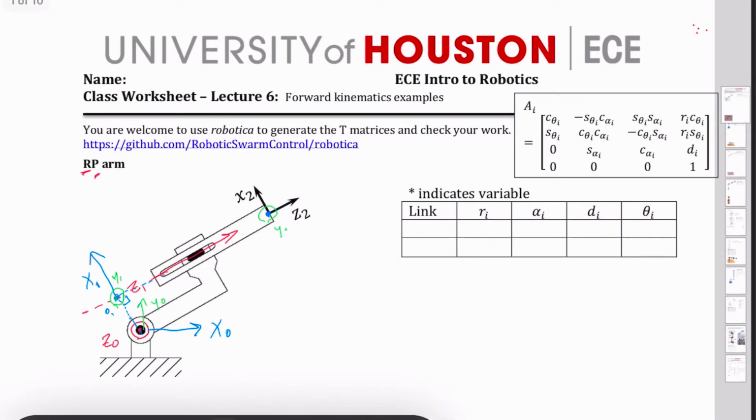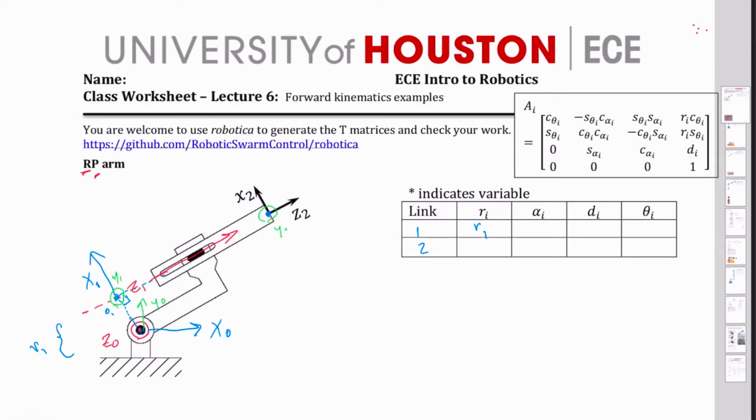So now it's time to fill in my DH table, and this says link 1 and link 2, and then I need to add my values. So let's start with my first link. So the distance that I move along my x1 value from my previous origin to my next origin, along that common normal, that is my R1 value. So I'm going to label that here as R1.